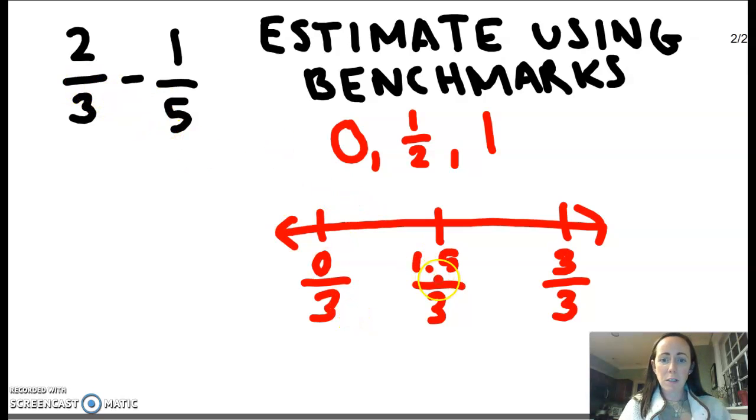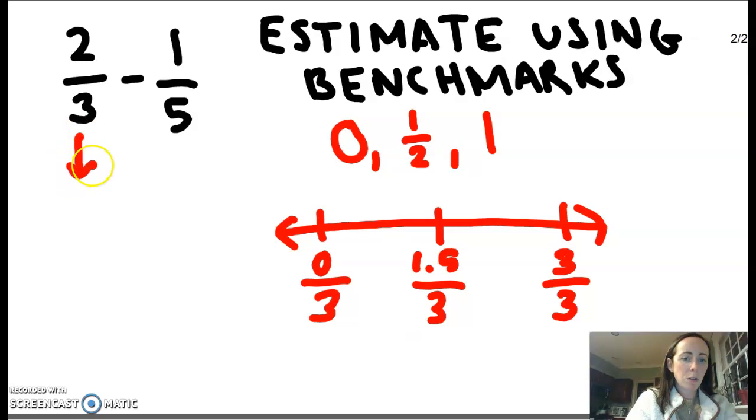So for 2/3, what I want to think of is, is 2/3 closest to 0? Is it closest to 1/2? Or is it closest to 1 whole? I'm going to say it's closest to 1/2 because it's really only a half away from this midway point. So I'm going to replace 2/3 with 1/2.